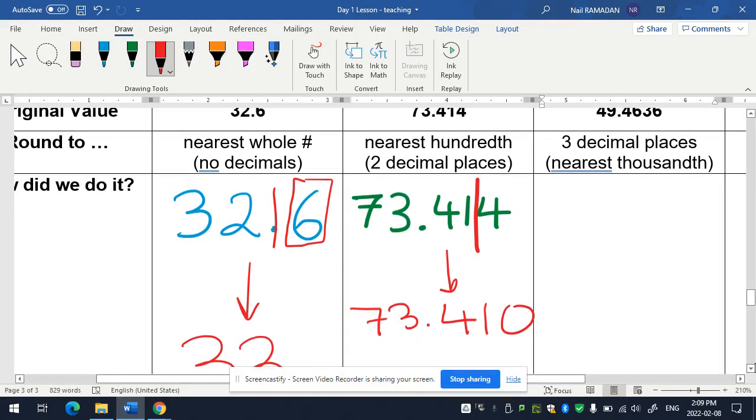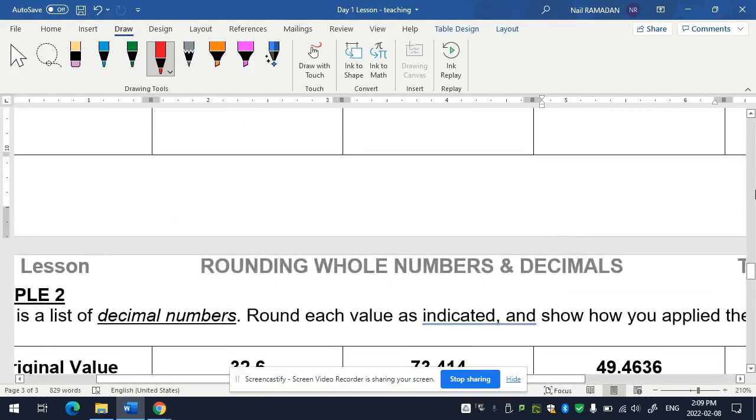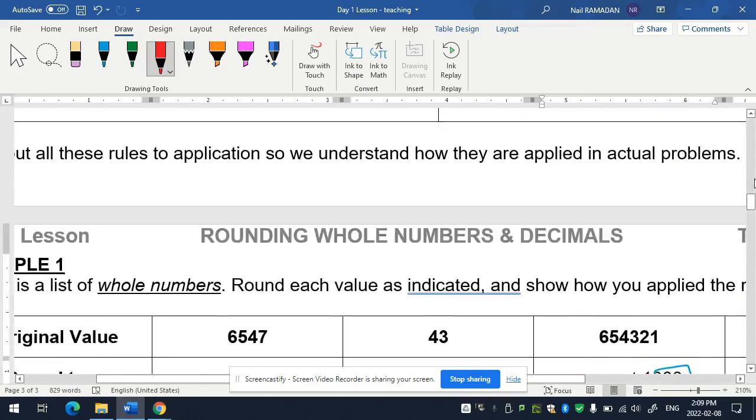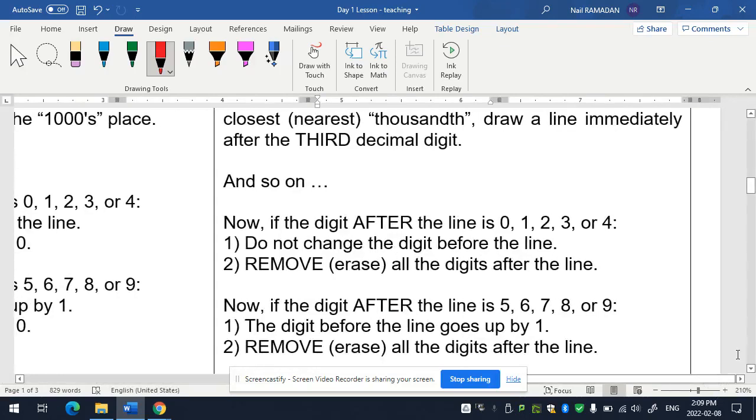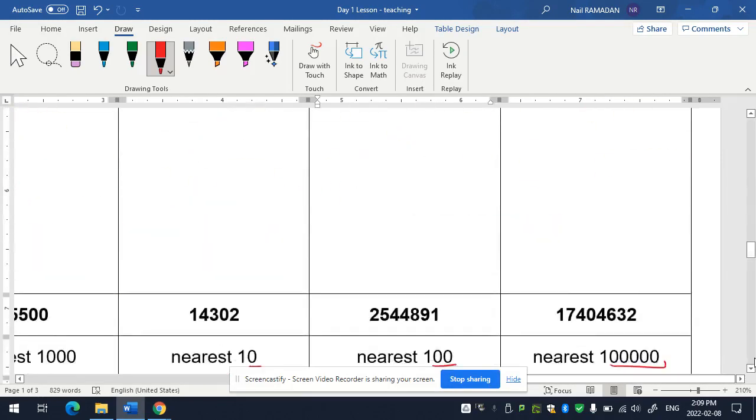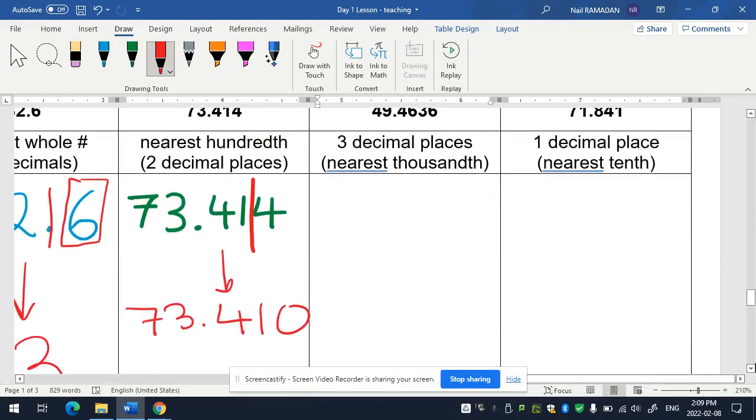Just to enforce this rule, remember what we said here. I'll just go up to the first page. We did not say put zeros. We said what? Remove the digits after. Don't put them as zeros. Just remove them. That's exactly what we do when we don't show them. So we just remove it and don't show it. Done. Okay. Next one.